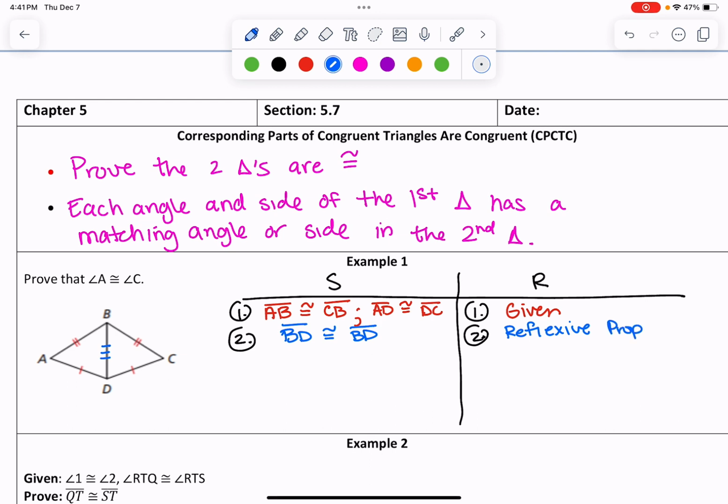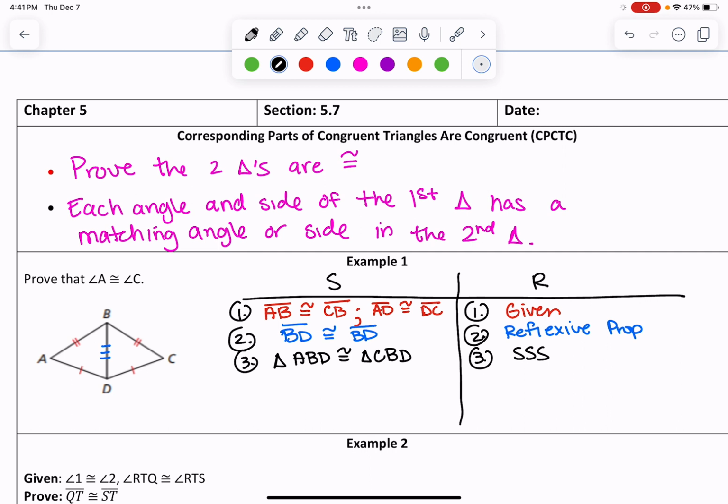We now have enough information to say my two triangles are equal to each other by side, side, side. So in step number 3, I can go ahead and say that triangle ABD is congruent to triangle CBD, and that's by side, side, side.